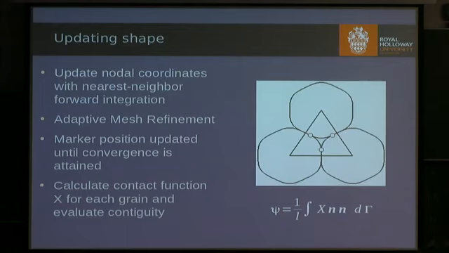But then we can calculate the contact function for each grain, okay? And because we also know this number n at each point, we can actually evaluate contiguity. We can do that at each step of the simulation for each of the grains, which is really the massive power of this method.